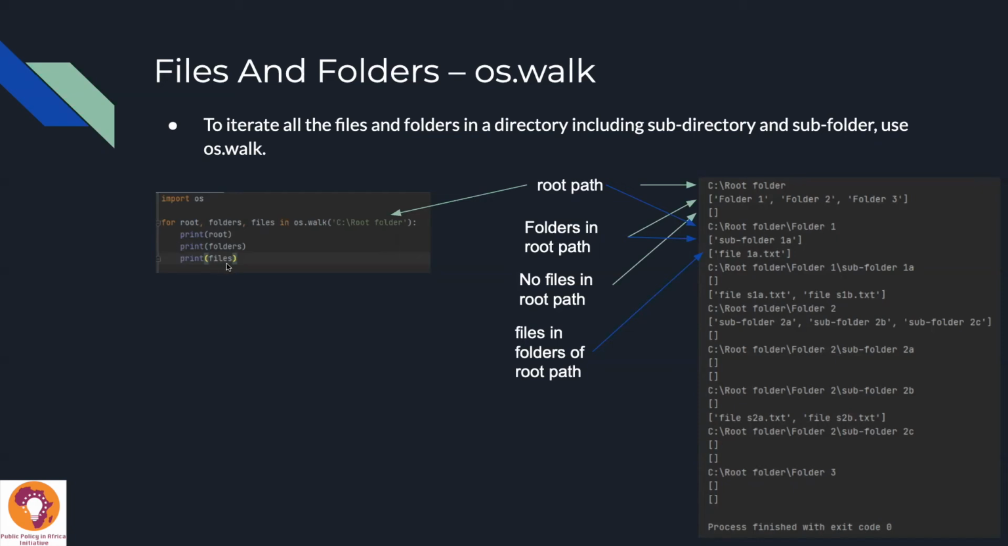Our print statements within here, though, these could have been in any order we wanted. So we could have printed files first, then root, then folders. The logic within the for loop is totally up to us. But the way that you unpack the tuple returned by os.walk always has to be the root path first, the folders second, and the files third. So I hope that answers your question.